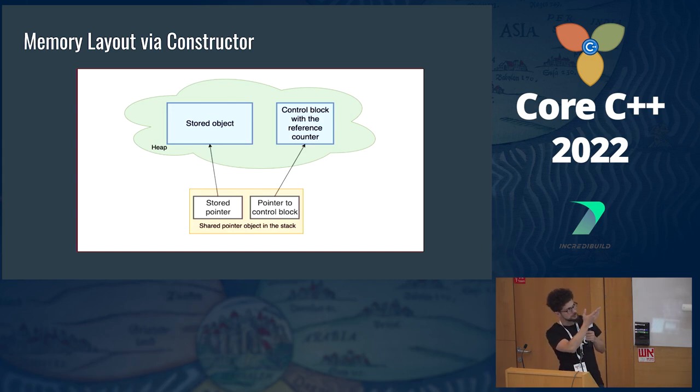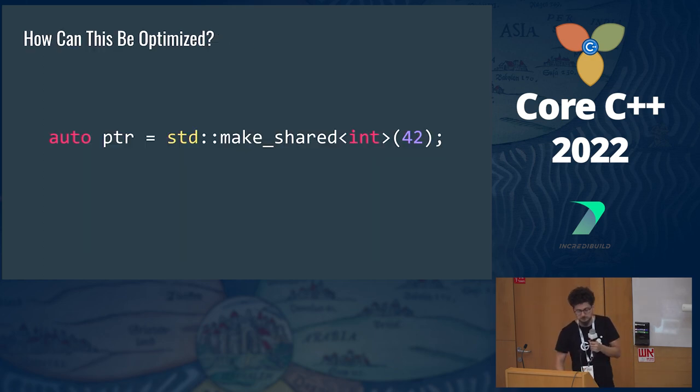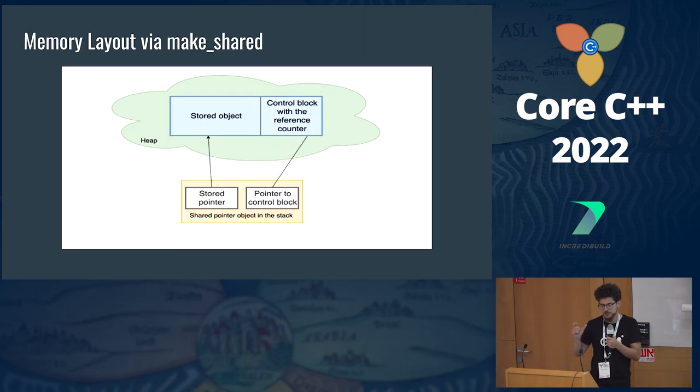so we were talking about the fact that we have two memory allocations, right? So how can we fix it? Make shared. So we tell this function what kind of object we want to store in the shared pointer, and we pass the argument 42, and it calls the constructor of this object, in our case int, within make shared. And this is how it allocates one continuous piece of memory for the stored object, in our case 42, and the control block. So in this case, we still have two pointers, but they're pointing to almost the same piece of continuous memory. And this is how we save a bit on memory allocation.